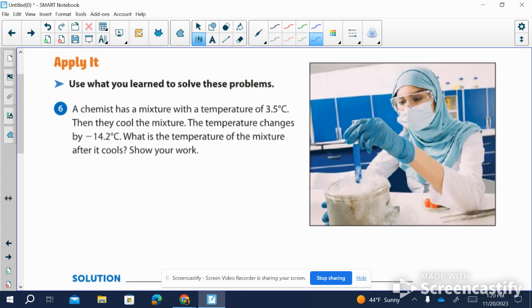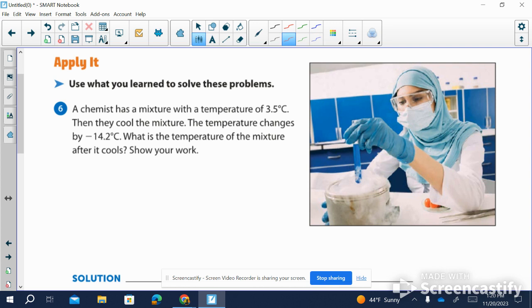Now, in number 6, a chemist has a mixture with temperatures 3.5 degrees Celsius. Then they cool the mixture. The temperature changes by negative 14.2 degrees Celsius. What's the temperature of the mixture after it cools? Well, these are decimals. So let's first come up with an expression that we can use to figure out what the temperature of the mixture is after it cools.